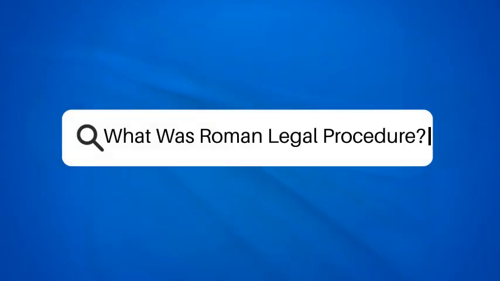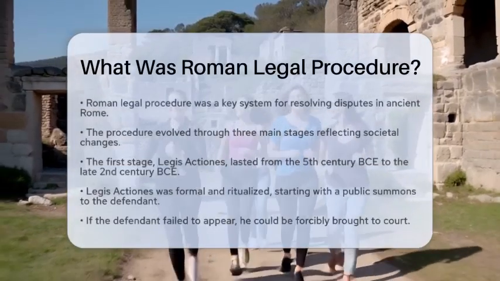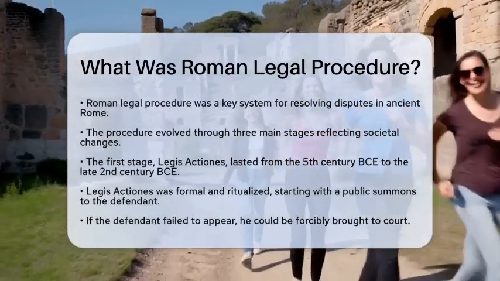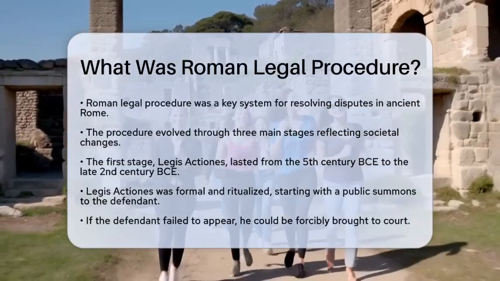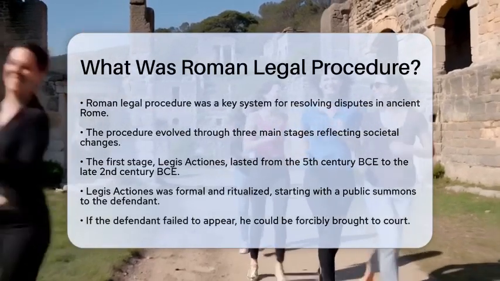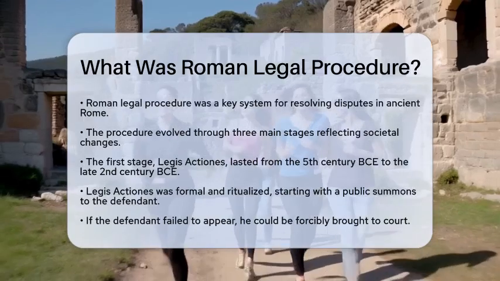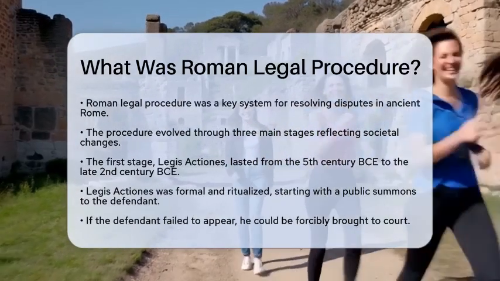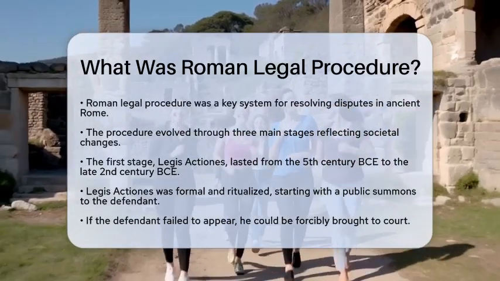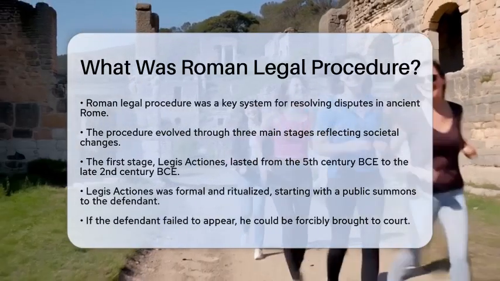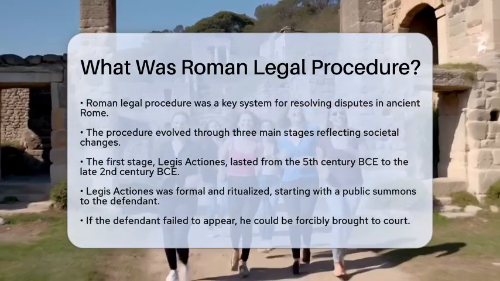What was Roman legal procedure? Have you ever wondered how justice was served in ancient Rome? The Roman legal procedure was a fascinating system that shaped the way disputes were resolved. It evolved through three main stages, each reflecting the changing dynamics of Roman society. Let's take a closer look at how this system worked.